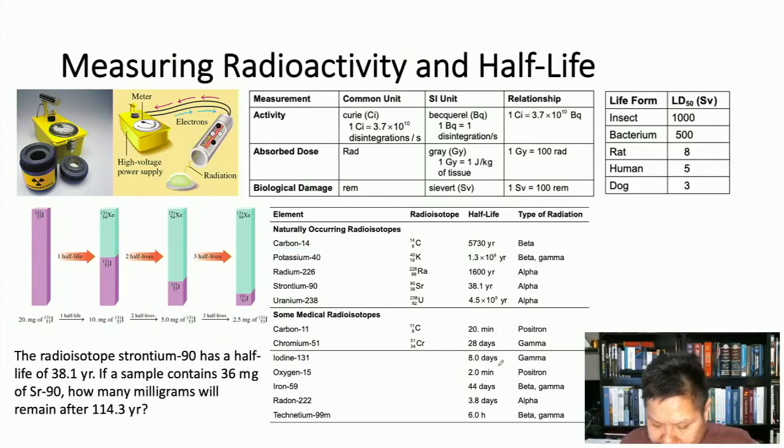If you have the radioisotope of strontium-90, and its half-life is 38.1 years, and you have a sample that contains 36 milligrams, how many milligrams will remain after 114.3 years? Well, it's actually super simple. We can do a little bit of dimensional analysis, and then we can do what I did a second ago with the iodine to figure out how much is left, right?